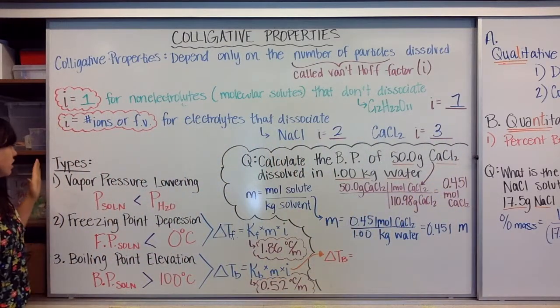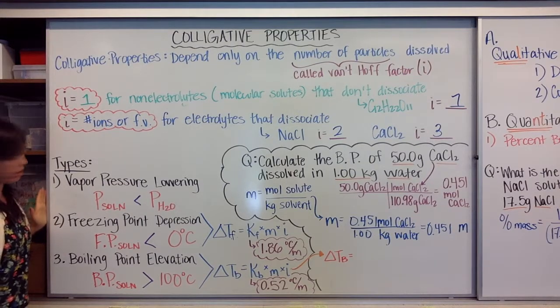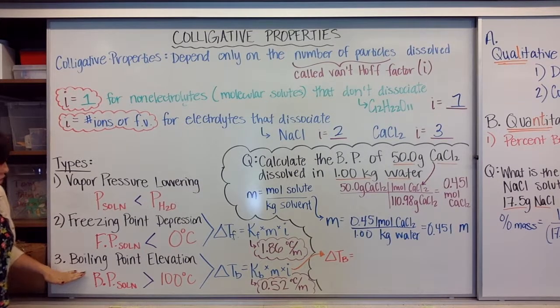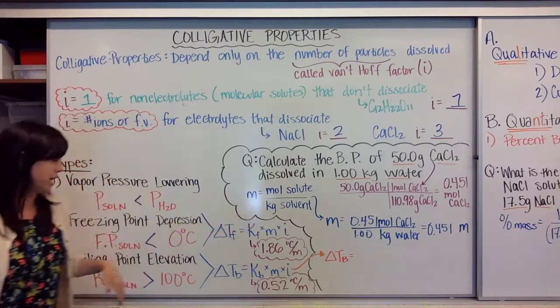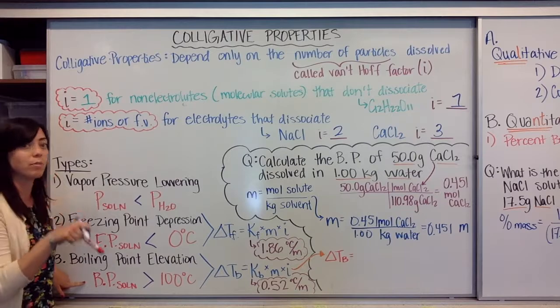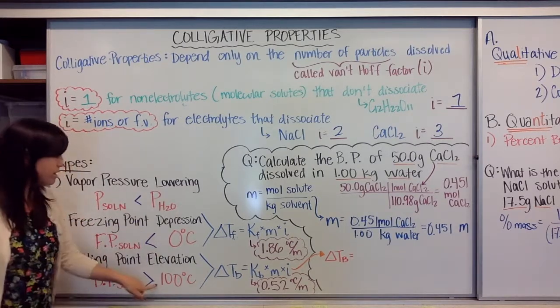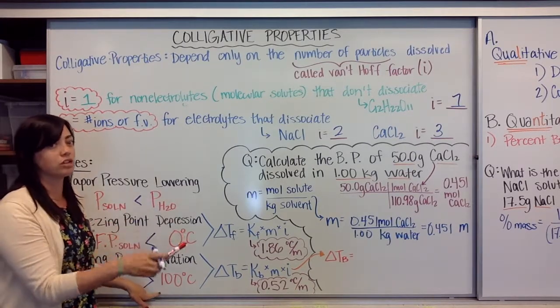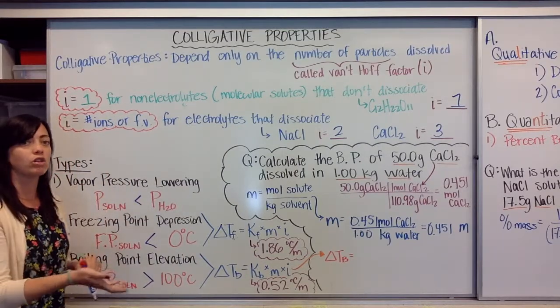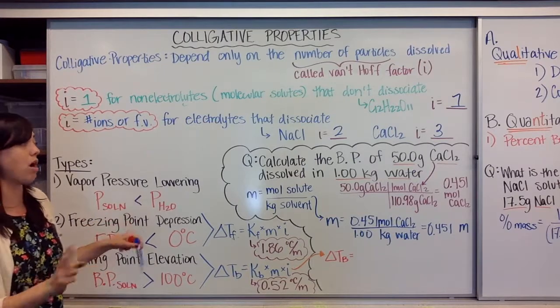So my different types of colligative properties that we are going to be talking about are vapor pressure lowering, which I'll explain in class, freezing point depression, and boiling point elevation. Okay, so I'm going to start with boiling point elevation and use that as my example. Boiling point elevation just basically tells me that the boiling point of my solution with something dissolved in my water is going to be greater than 100 degrees Celsius. It is always going to cause the boiling point to increase. This is why you add salt to water when you boil and make pasta.